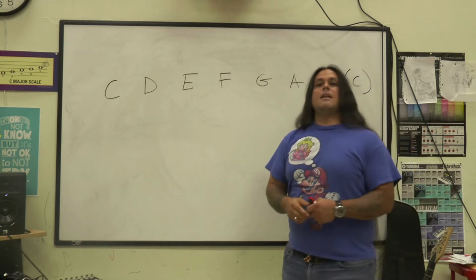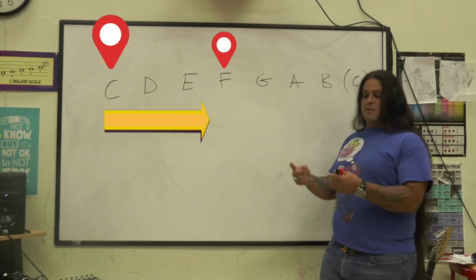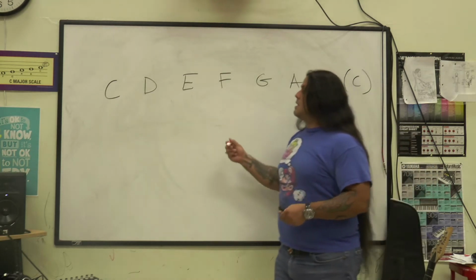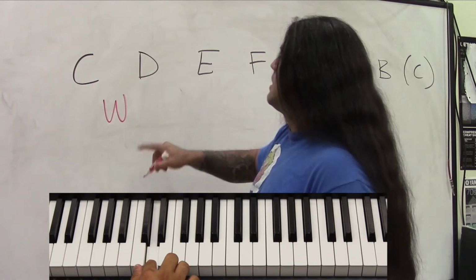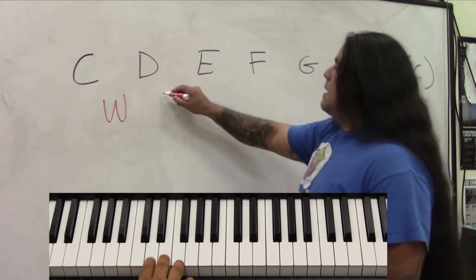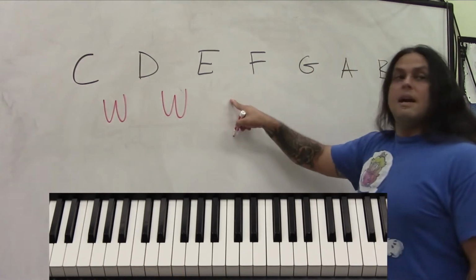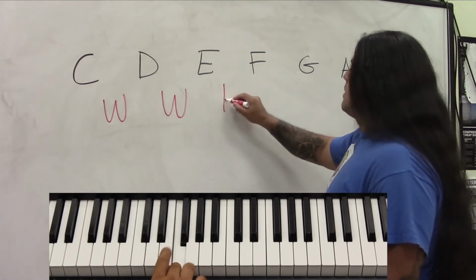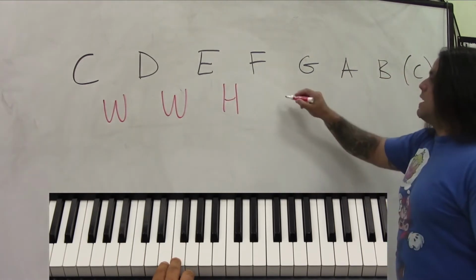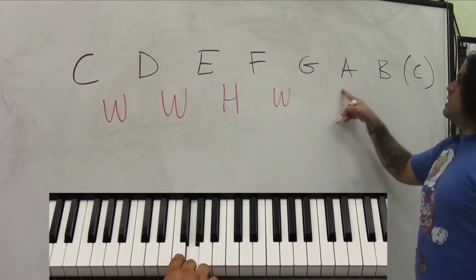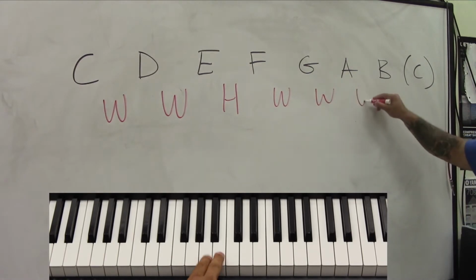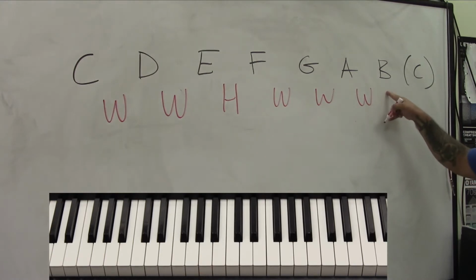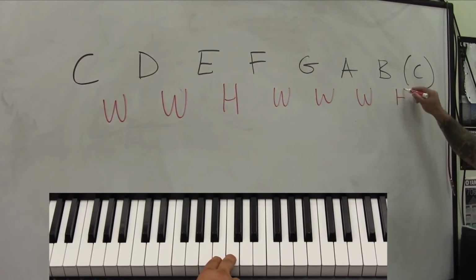Now let's look at the distance between each of these notes. C to D is a whole step. D to E is a whole step. E to F, half step. F to G, whole step. G to A is a whole step. A to B is a whole step. And then finally we finish, B to C is a half step.